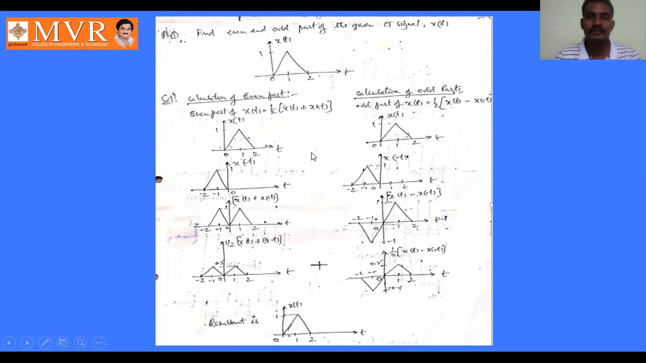So first of all, we have to find out the even part of x of t and then find out the odd part of x of t. By adding these two, we will get the resultant as the original waveform. Okay, is it clear?